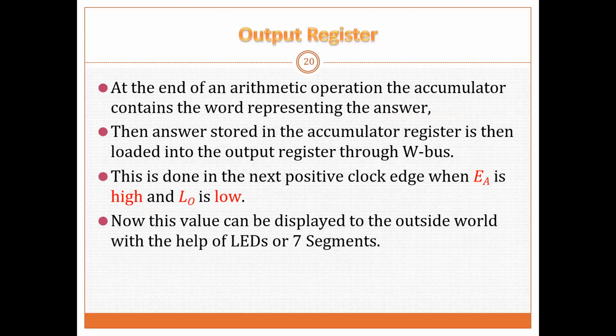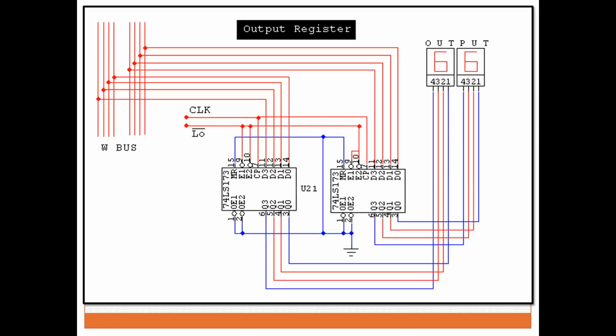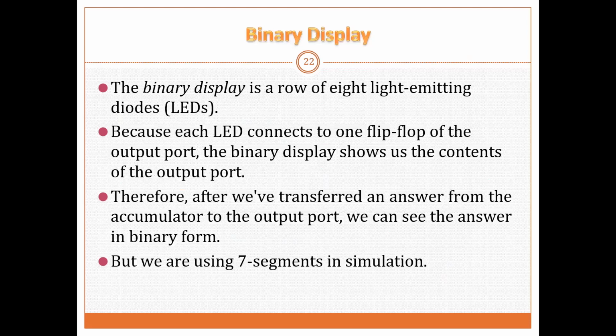Output register. At the end of an arithmetic operation, the accumulator contains the word representing the answer. Binary display. The binary display is a row of 8 light emitting diodes or LEDs. Because each LED connects to one flip-flop of the output port, the binary display shows the contents of the output port.